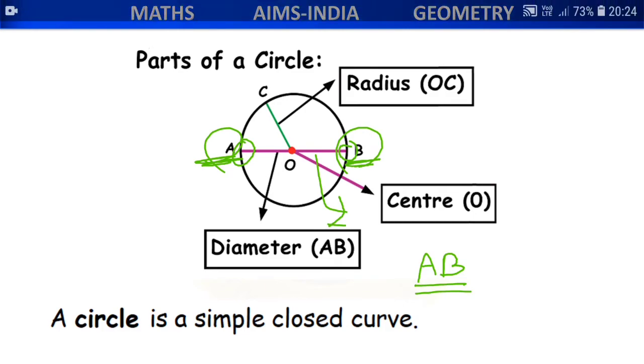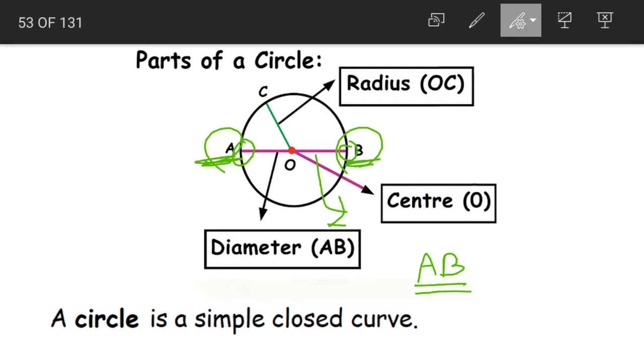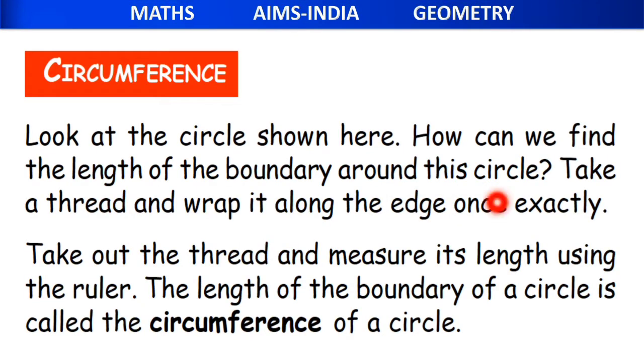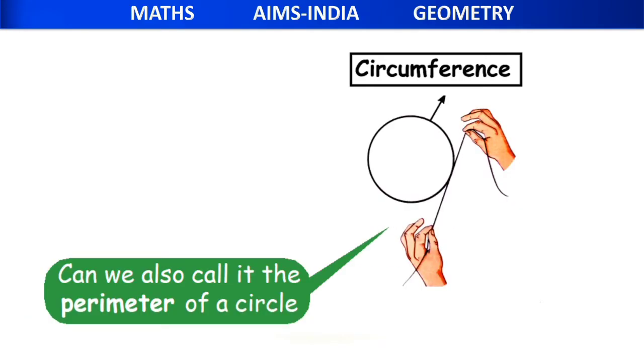What are these? These are the parts of our circle. We have a radius, we have a center of the circle, and then we have a diameter of our circle. Now coming to circumference. Look at the circle shown here. How can we find the length of the boundary of this circle? Take a thread and wrap it along the edge once exactly.